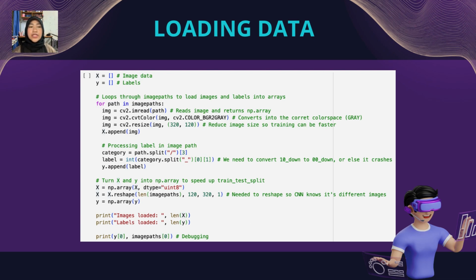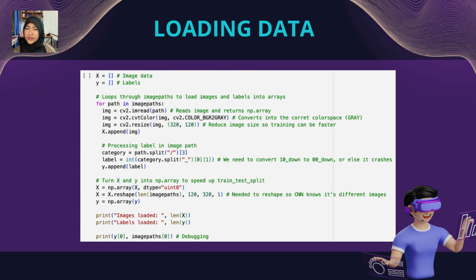So the first thing is we need to initialize X and Y. X is for storing image data and Y for the labels. So let's move on to the for loop. First thing is we read the image and return it as a NumPy array, and then it will convert into grayscale, and then it will resize, because when we reduce the size of the image, it is better and faster for the training process. And then the resulting image will be added to X, because X is for storing image data, right?